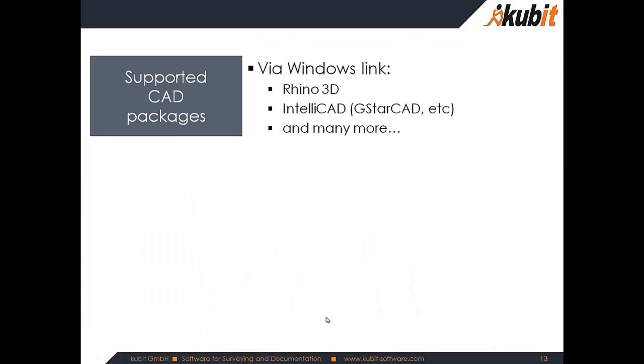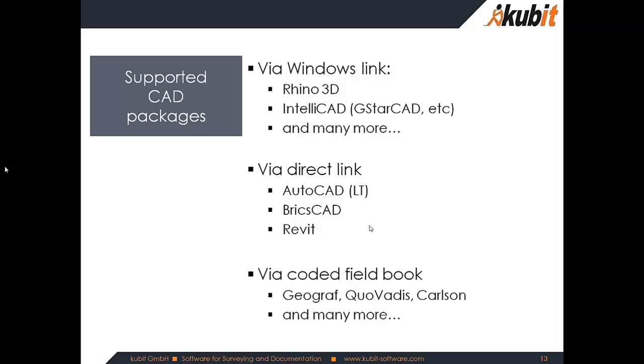Let me just show you which CAD packages are supported by VirtuSurv. You can link VirtuSurv via the Windows link to, for instance, Rhino or IntelliCAD packages like GStarCAD and others. We have direct links in VirtuSurv to AutoCAD and AutoCAD LT, as well as BricsCAD, as you could see in my demo. And we also have a direct link into Revit. We will have a closer look soon on this.